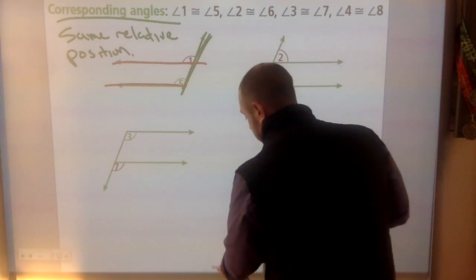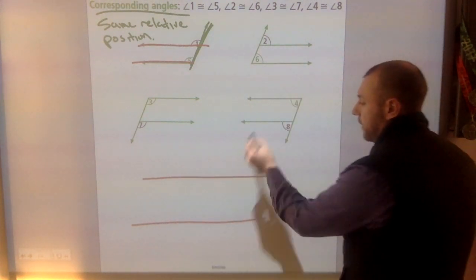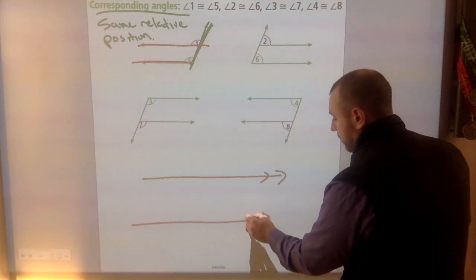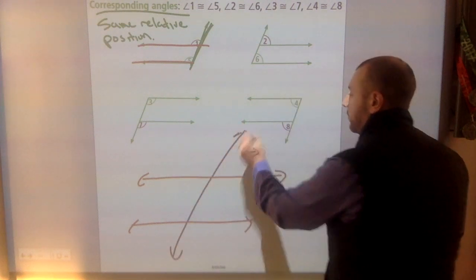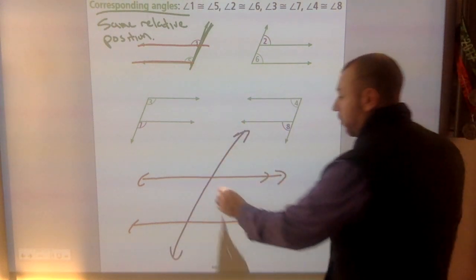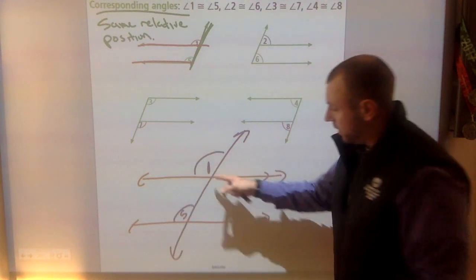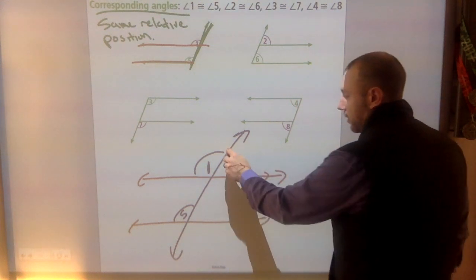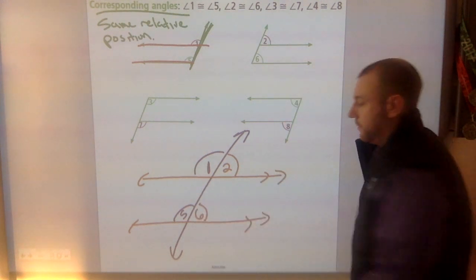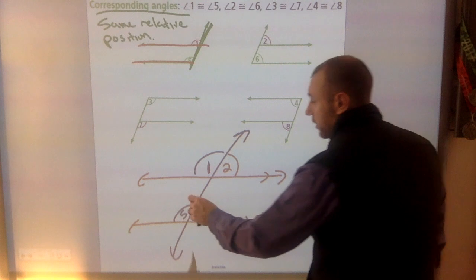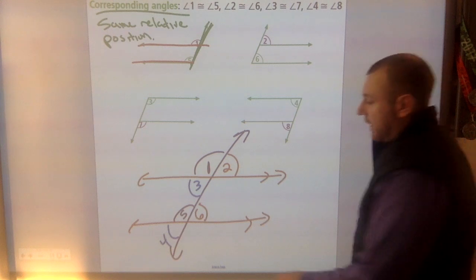And I can also color code this for you. So if I have my parallel lines cut by my transversal, what I'm talking about is 1 here, that corresponds to 5 here, above and to the left. 2 corresponds to 6. 3 corresponds to 7.